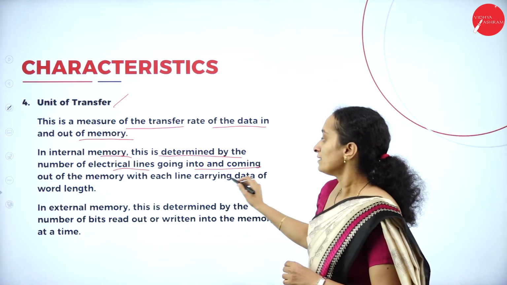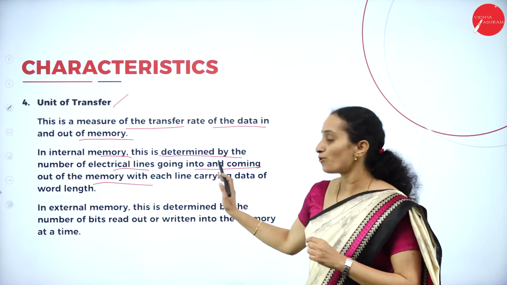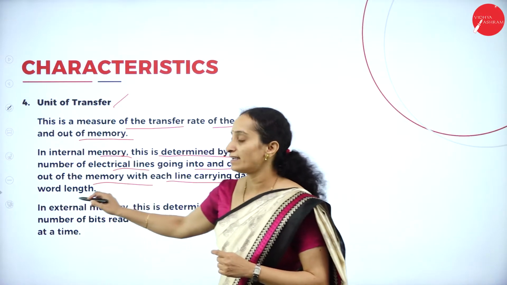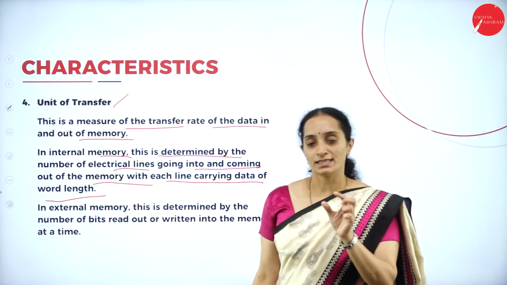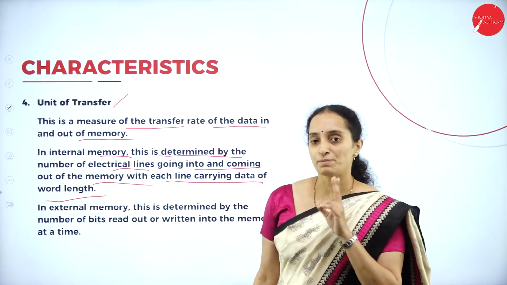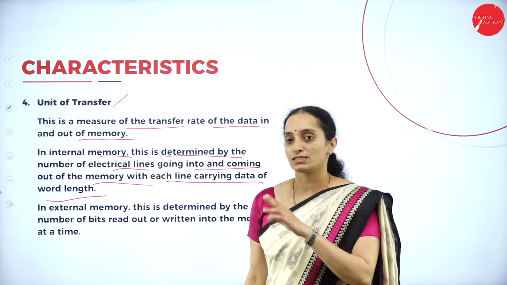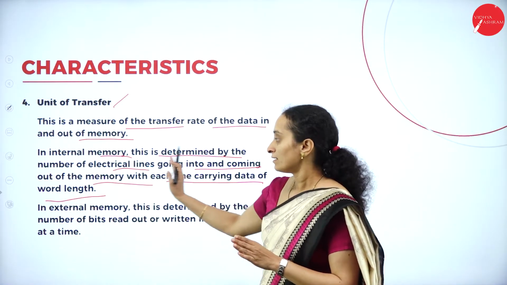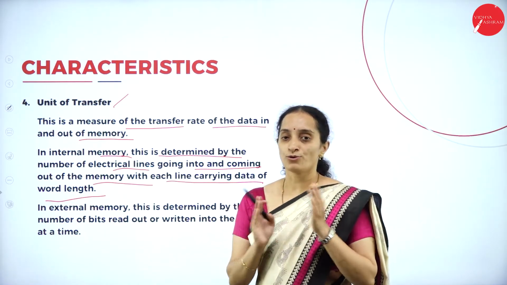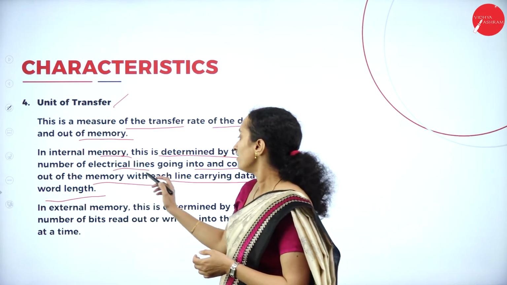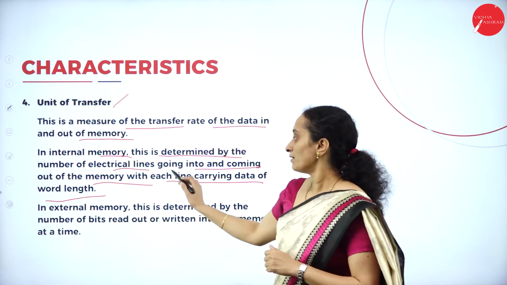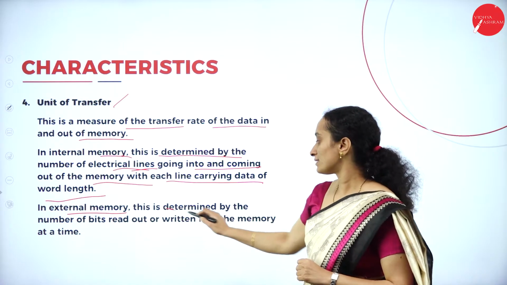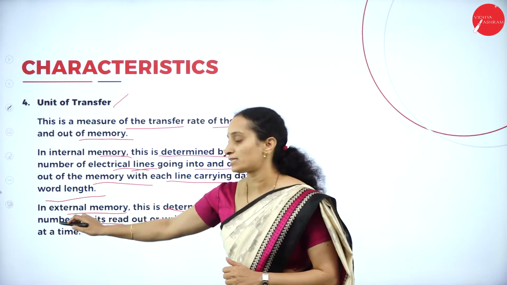Electrical lines going into and coming out of the memory, with each line carrying data of word length. That is, each time data is transferred, 8 bits of data is transferred, either 8 or 16 or 32 bits at a time when it is moving from memory or to memory. This will be measured by using the number of electrical lines. In an external memory, this is determined by the number of bits read out.